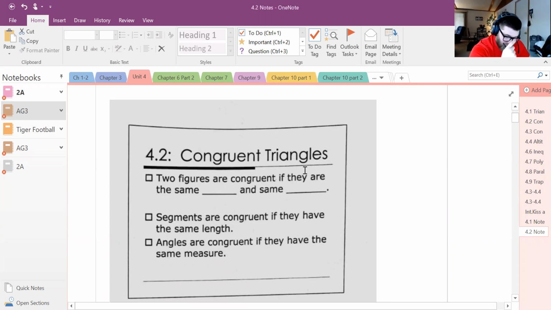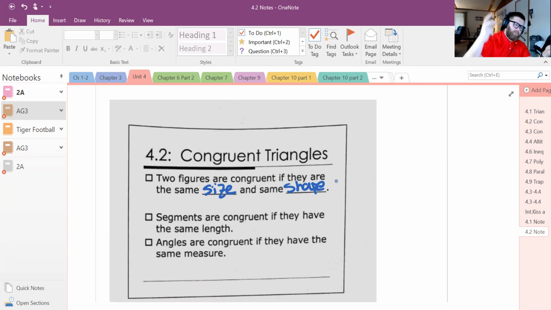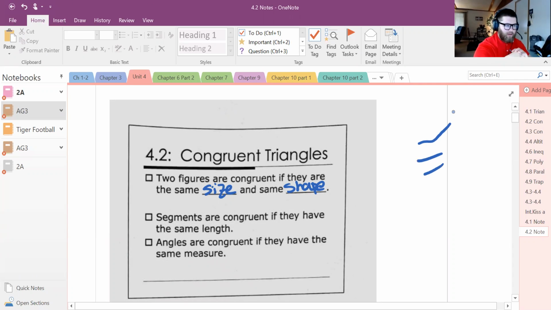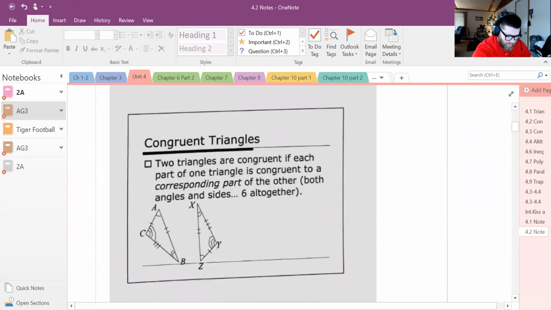Okay, congruent triangles. 2 figures are congruent if they have the same size and shape, is what I like to say. Congruent, same size and shape. A baseball is congruent to another baseball. A tennis ball is congruent to another tennis ball, size and shape. Segments are congruent if they have the same length. Obviously, congruent is just another fancy word for equal. Remember, this is the congruent sign. It's like a fancy equal sign. That's terrible. Let me do it again. There you go. That's really what it is. Angles are congruent if they have the same measure. That's common sense. We know that.